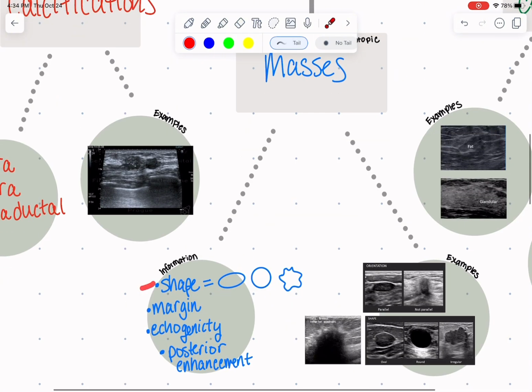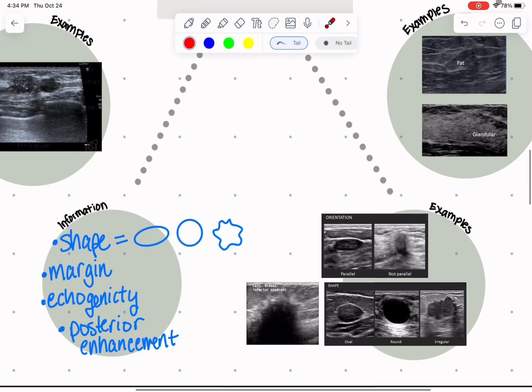Next, we have masses, and we basically describe the characteristics of the mass: its shape, its margin, echogenicity, posterior enhancement. For shape, is it oval, round, irregular? Margins, does it have smooth borders or defined borders or not? Echogenicity, is it hyper, hypo, iso? And posterior enhancement, does it have it, does it not, or does it create shadow?